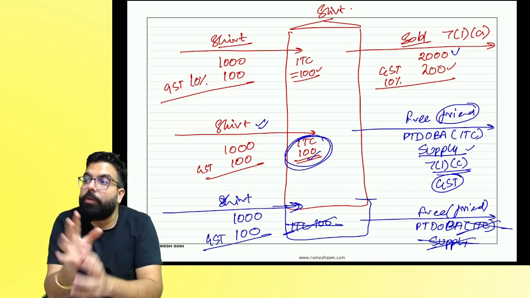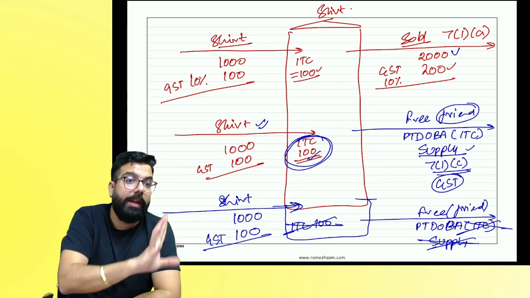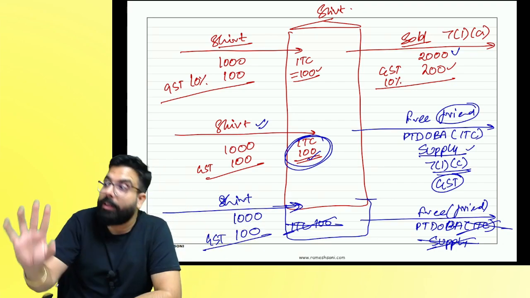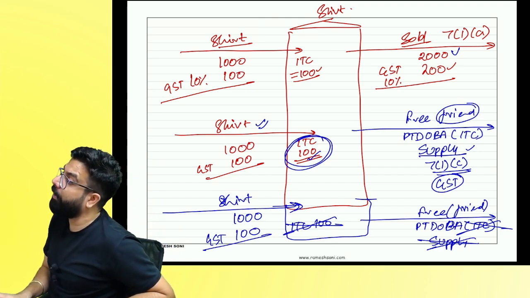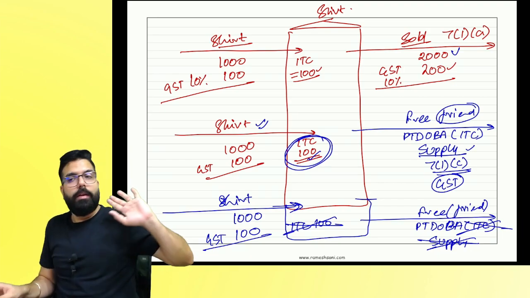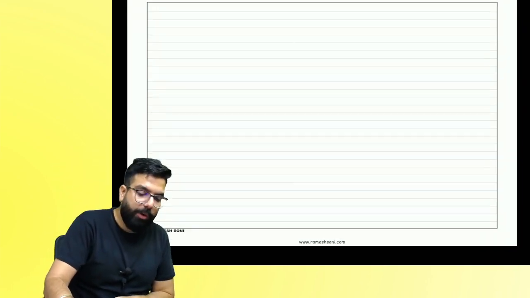Got it? That is what government is telling over here. If you are giving it to your friend free, then don't take the credit. But if you took the credit and gave it free, are we clear, everyone? Can we go ahead? Okay, I'll give you one more example.